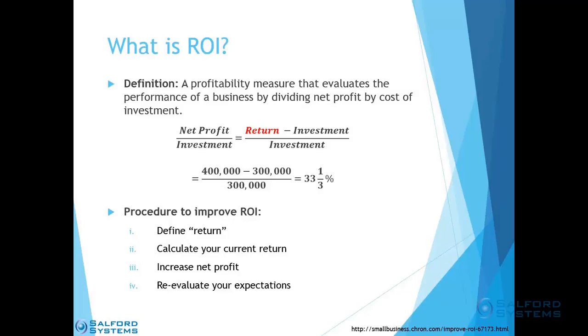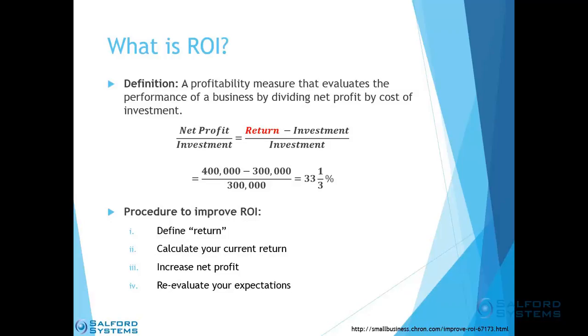So we have some equations here. Net profit over investment, and net profit can also be expressed as the return minus the investment. So just a small example, if you have a project that you invested about $300,000 into, and you calculate the return on that investment, you're getting about 33.33%. Now, like I said, there are a lot of different equations depending on the business and the industry, and so this is just one example.